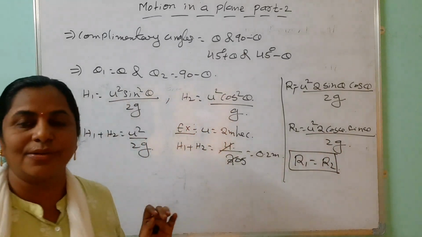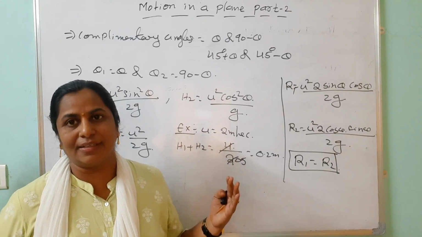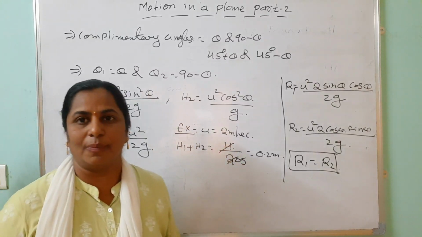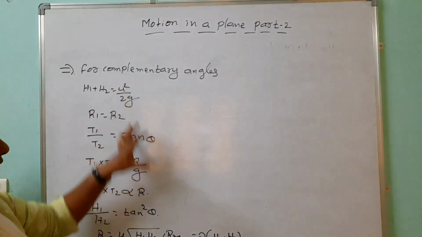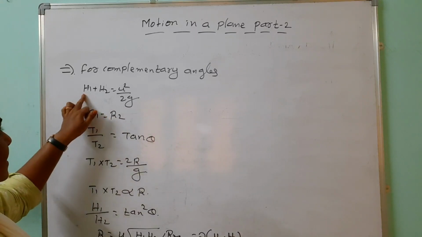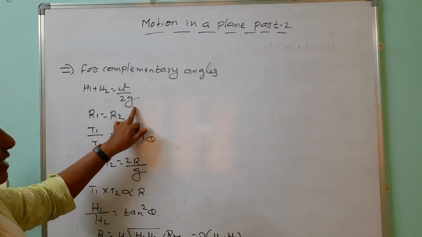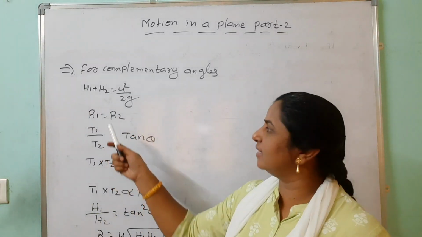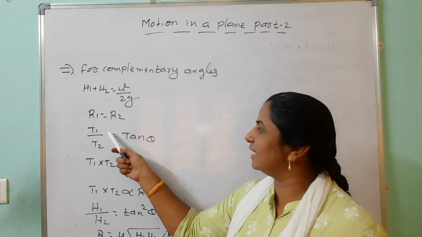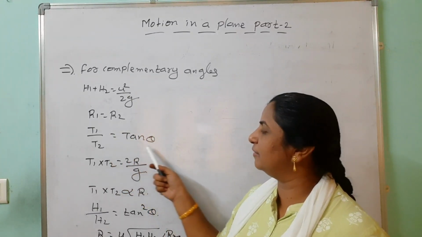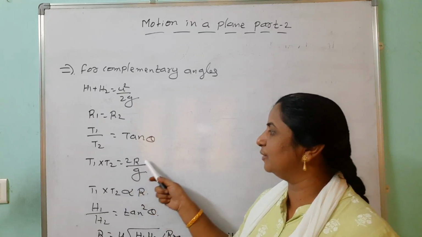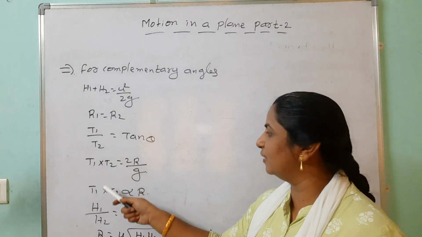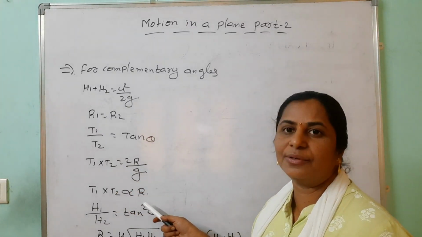Based on that we have to do different types of models, but we must remember how to solve this type of problems. Based on complementary angles, look here how many formulas there are. Just now we discussed h1 plus h2 equals u square by 2g. The next thing is that for complementary angles R1 equals R2. What is the ratio of time of flights? T1 by T2 equals tan theta. T1 into T2 equals 2R by g. Since g and 2 are constants, T1 into T2 is directly proportional to R.